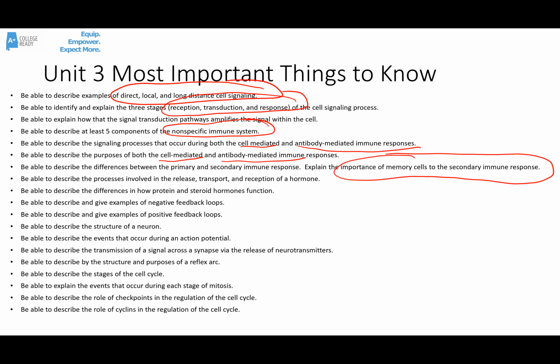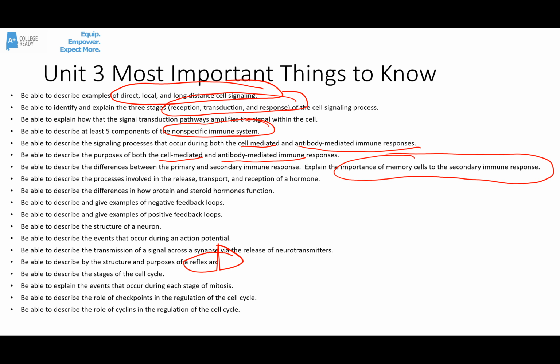You also need to be able to describe the processes involved in the release and the transport and the reception of a hormone, to describe the differences in how protein and steroid hormones work and function. You need to be able to give examples of negative feedback loops and positive feedback loops. You need to know the basic structure of a neuron and the events that occur during an action potential. You also need to be able to describe the transmission of an electrical signal across a synapse via the release of neurotransmitters. You need to be able to describe the structure and the purposes of a reflex arc.